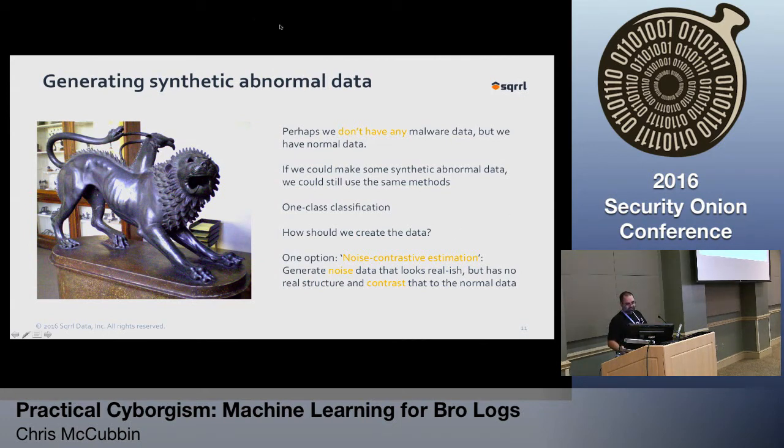So this lion might be a normal lion face, it maybe came from cats, but it has a snake tail. So it looks weird. That log record that you generate looks weird, but it's sort of realistic-ish. It's been proven to be a better way to generate synthetic abnormal data. So you can just take this synthetic data, label it as malicious, and then run it through your supervised learning algorithm. You would only want to do this if you don't have malicious data to play with.